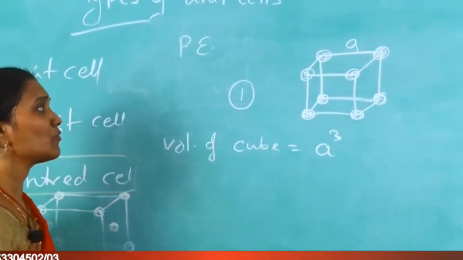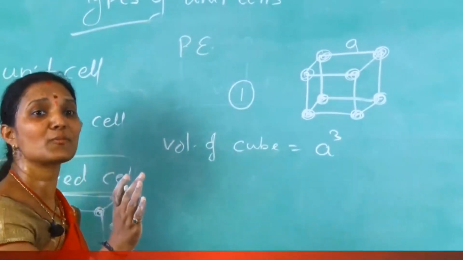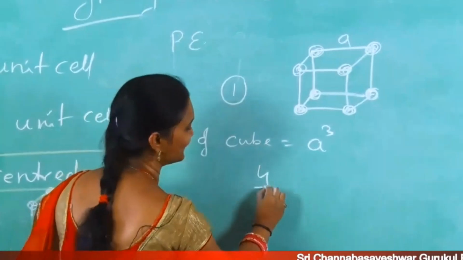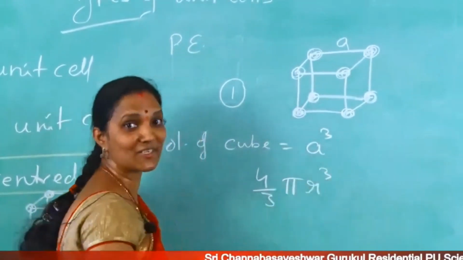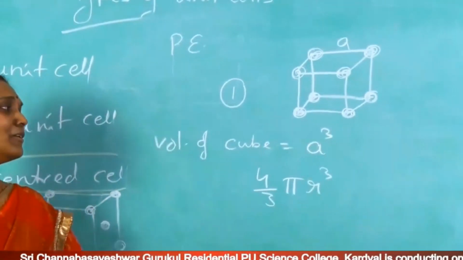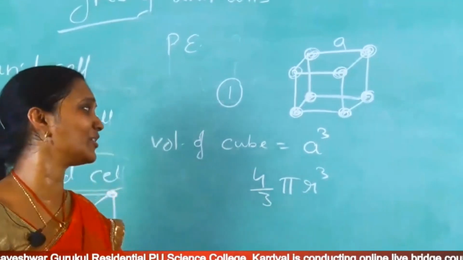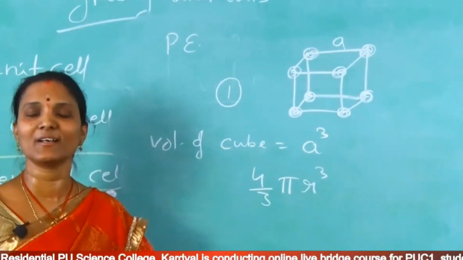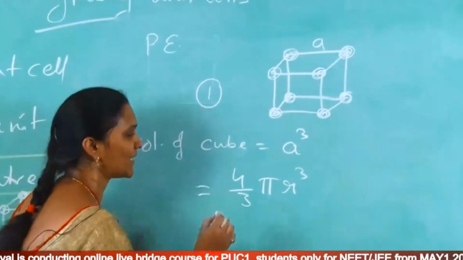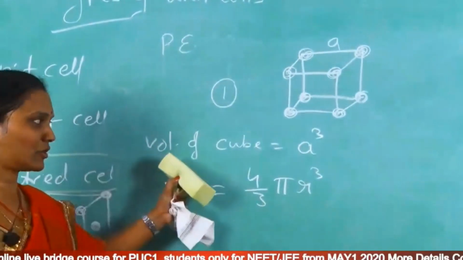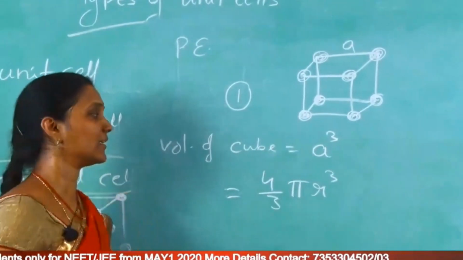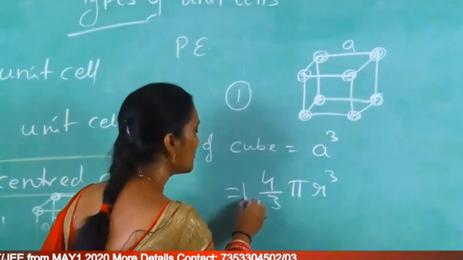Volume of the cube is a cube. Volume of the sphere? Formula is 4 by 3 pi r cube. Very good. You answered no? I am feeling that answer. Just take one long breath and answer my questions. So volume of the sphere is equal to 4 by 3 pi r cube. Volume of the cube is a cube. How many particles are there? One particle. Each particle volume is this one; number of particles 1 into 4 by 3 pi r cube.